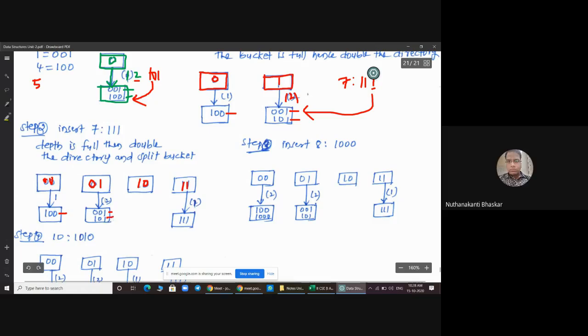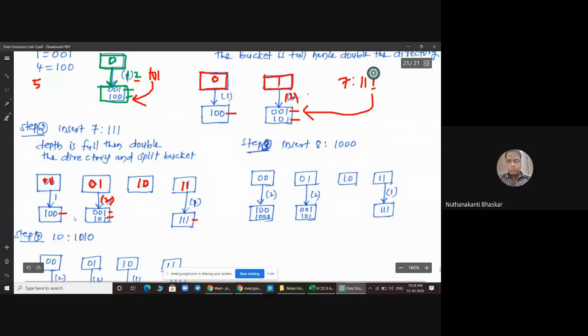Yes, now it has reached the global depth. Now we cannot insert any element. If you want to insert again, you have to extend your hash table. Now the next one is what? Triple one. Where is it going to insert? Double 1 bucket. Now this is after the insertion of 7.